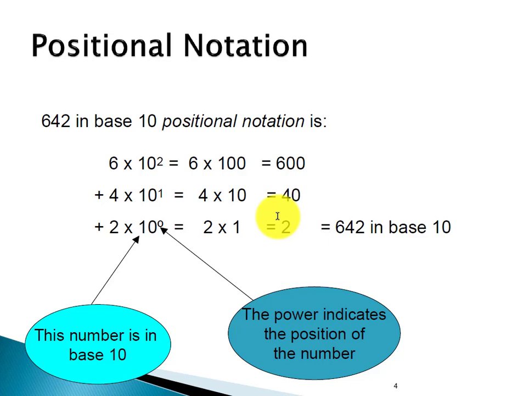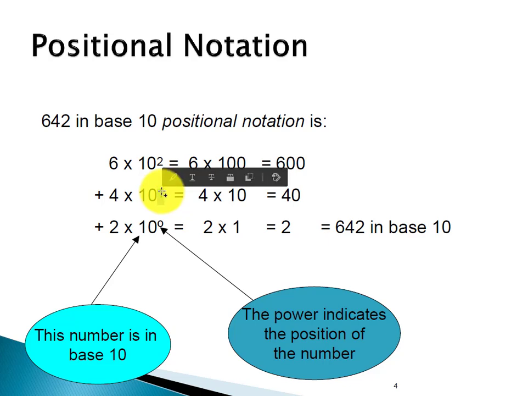So the number 642 in base 10, right? Base 10's positional notation, okay? We can represent it using scientific notation. 6 multiplied by 10 to the 2, because the third position, which is 6 in this case, becomes 3 minus 1, which is 2, the exponent. Okay, that's the same thing as saying 6 multiplied by 100, which is 600. And we add that to 4 multiplied by 10 to the power of 1. Why 1? Because 4 is at position 2. And we just simply say 2 minus 1 to get us the exponent.